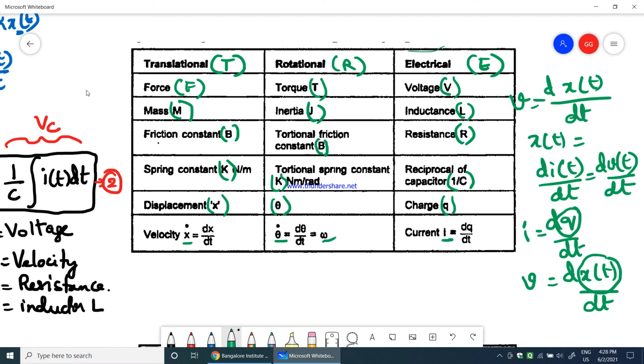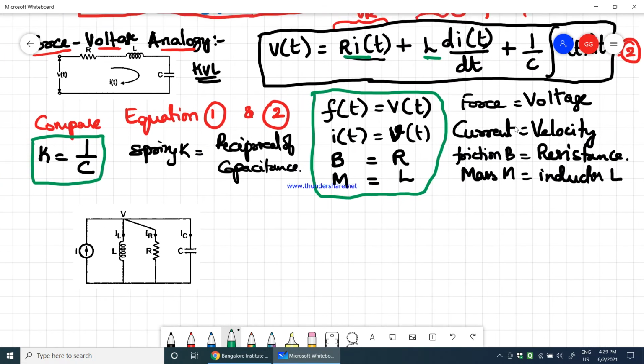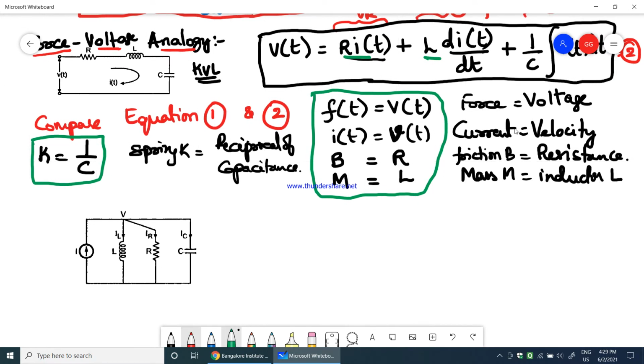So this table knowledge is very, very important, and this table is used for the force voltage analogous network when you are writing it. Now we'll go for the force current analogous network. Now we'll go for the force current analogy. Let me give you knowledge on force voltage analogy and force current analogy.